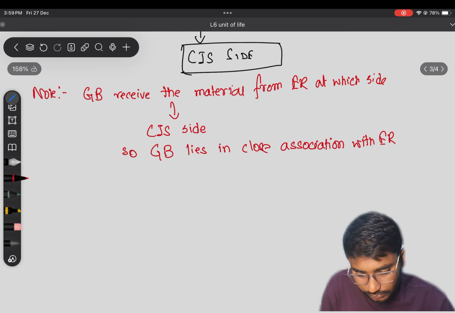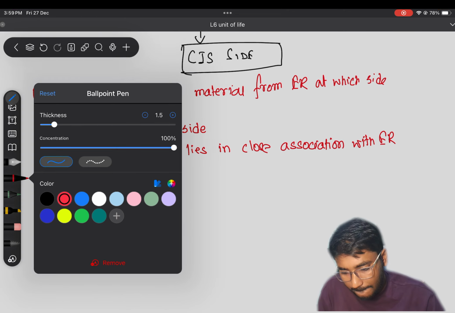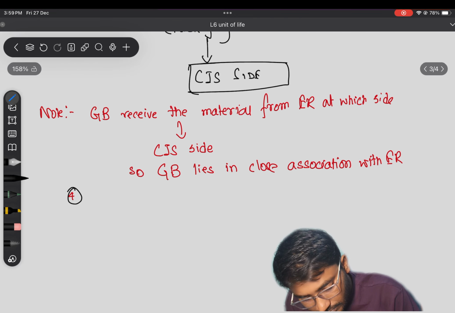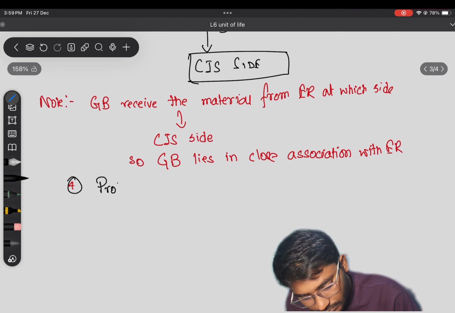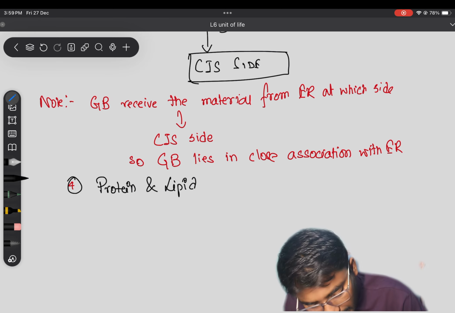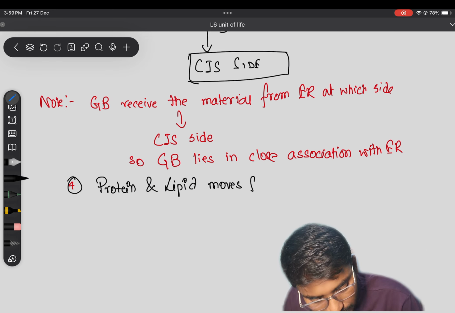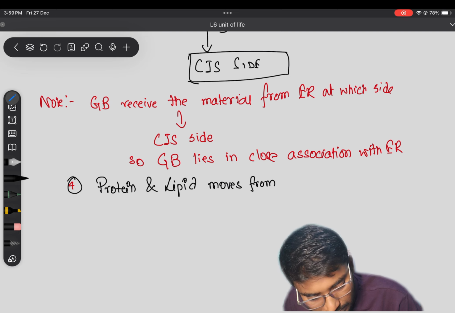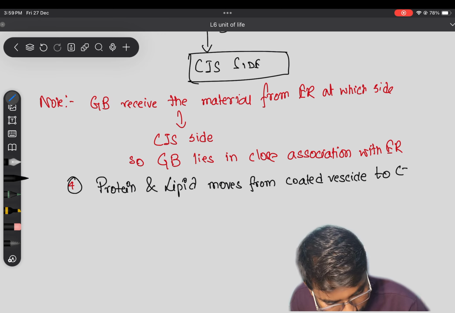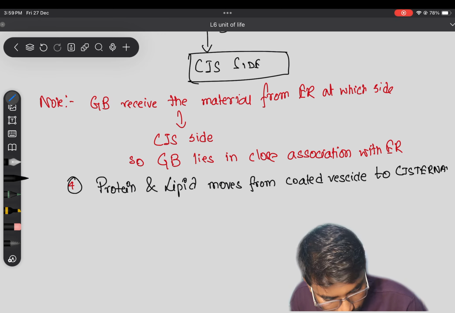Now again, this point number 4. These are 3 points. Point number 4, protein and lipid move from coated vesicle to cisternae.